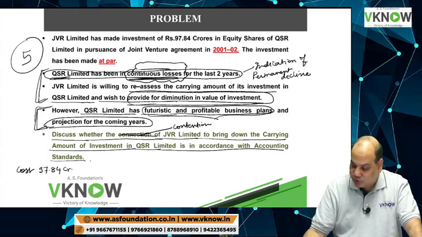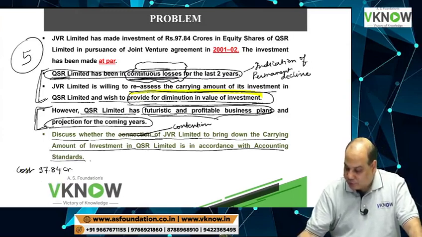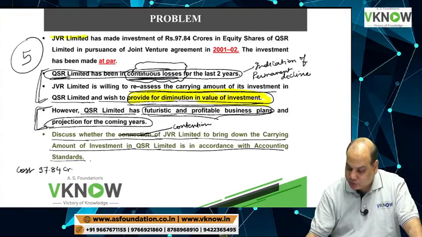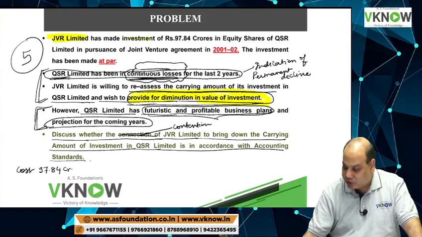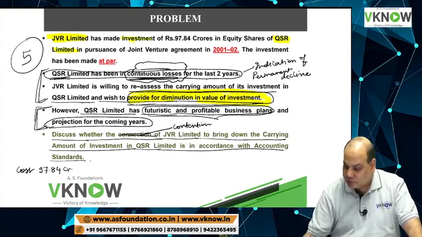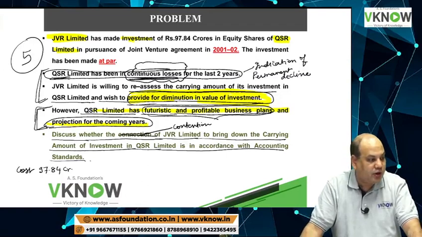So what is your view? This company wants to provide for diminution in the value of investment. JVR Limited has invested in shares of QSR Limited. QSR Limited has a futuristic and profitable business plan and projection for the coming year.